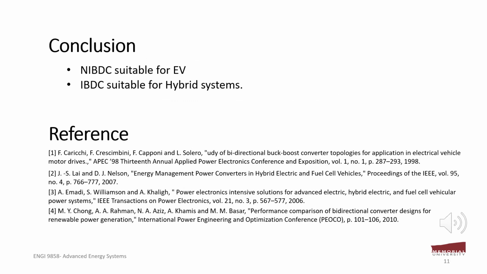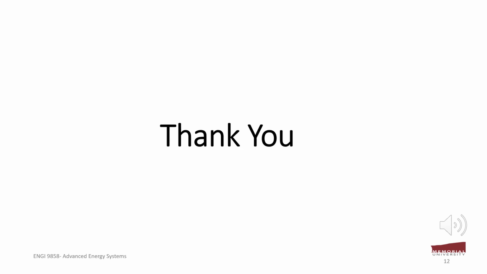In this project, different types of bidirectional DC to DC converters were studied, and a simulation for the non-isolated bidirectional buck-boost DC to DC converter was performed. Based on the features of the converters, it can be said that for electric vehicle applications, non-isolated converters are more preferred for their small size and light weight due to the lack of transformers. However, in the case of hybrid systems, an isolated converter is more suitable because of galvanic isolation. Thank you for viewing this presentation.